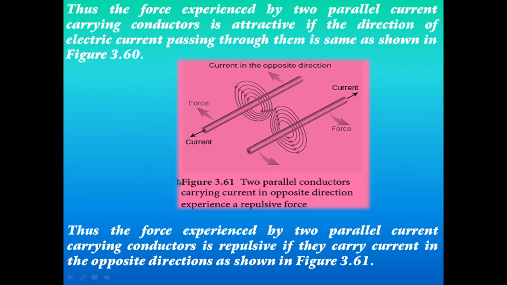Suppose the current passes through the conductors in opposite directions. The force experienced by two parallel current carrying conductors is repulsive if the currents are in opposite directions. So a repulsive force acts between the two conductors, because the current passes through them in opposite directions. Current in the opposite direction means both conductors experience a repulsive force. So this is also a very important point.